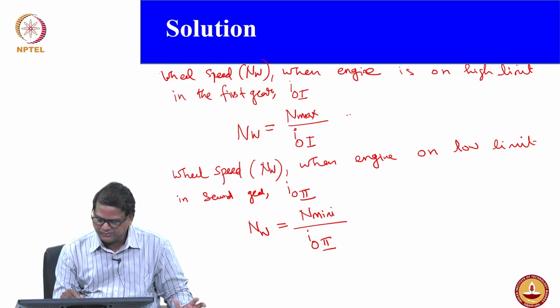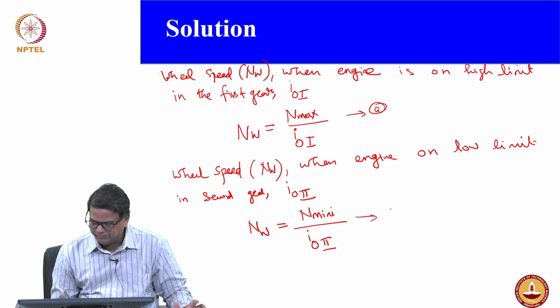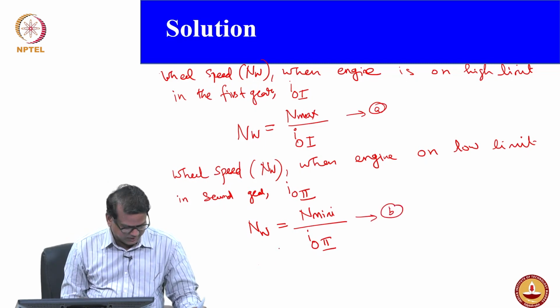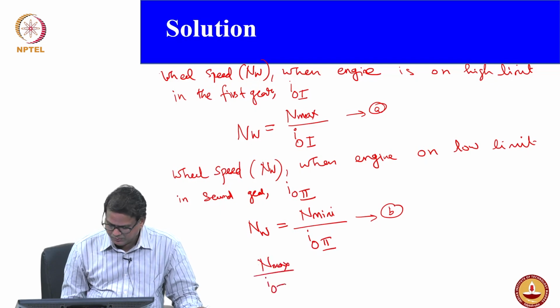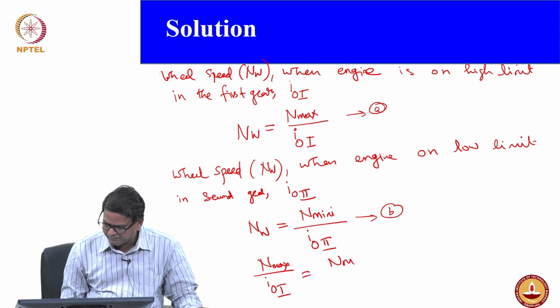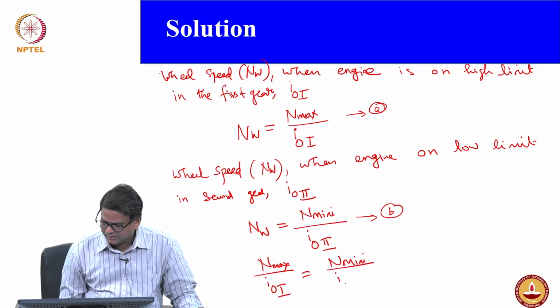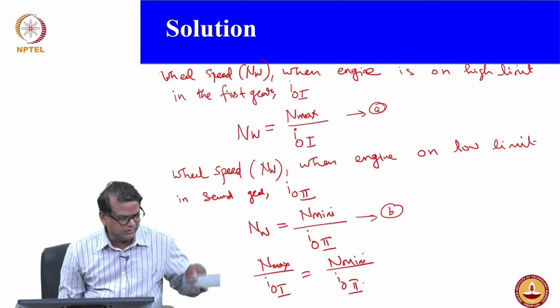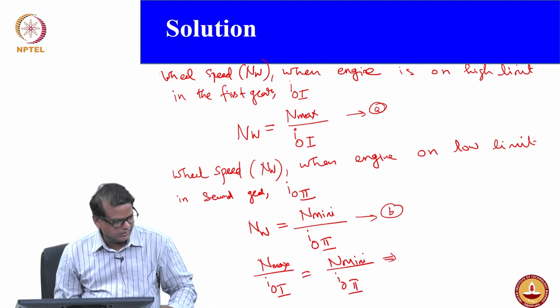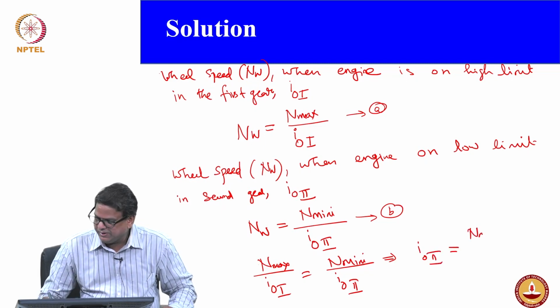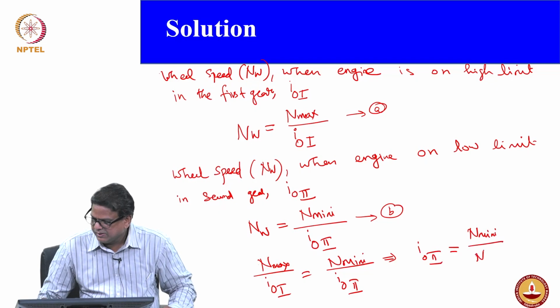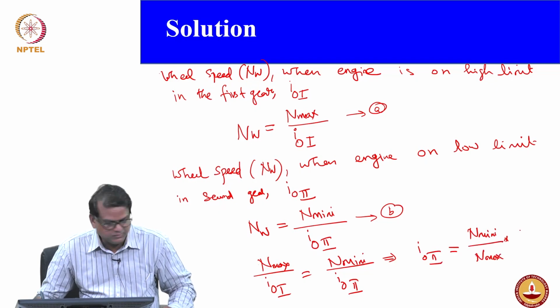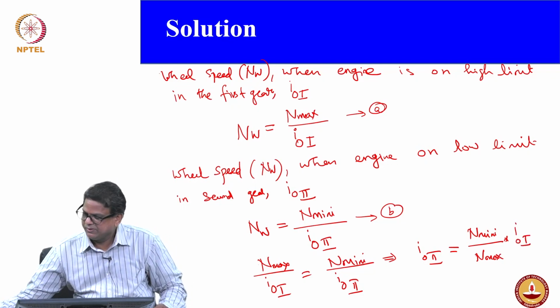So if you equate equation A and B, we will get N max, rearranged. When you rearrange, N max IO 1, okay, N mini IO 2, that leads to IO 2 equal to N mini by N max into IO 1. This is what happened, okay.